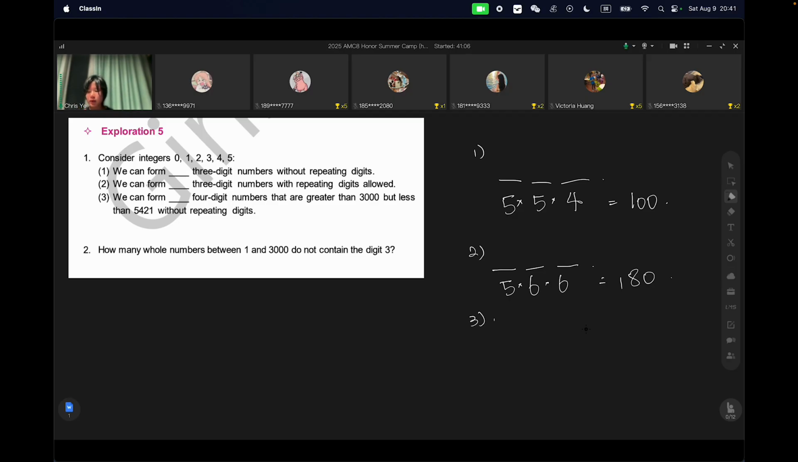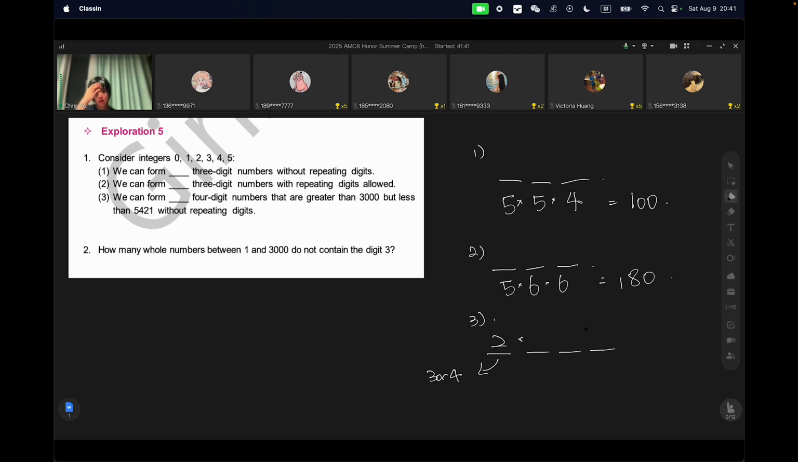It asks us how many 4-digit numbers we can create that are greater than 3,000 but less than 5,421 without repeating digits. So the 1,000 digit can only be 3, 4, or 5. But since there's only a limit after 5,000, we can try numbers that are between 3,000 and 4,999 first. So the first digit can either be 3 or 4. So there are going to be two choices for this one.